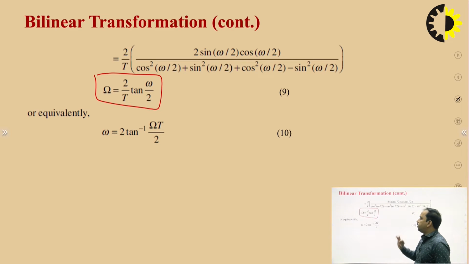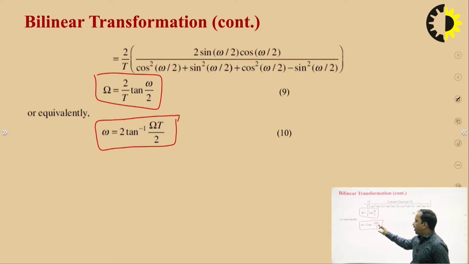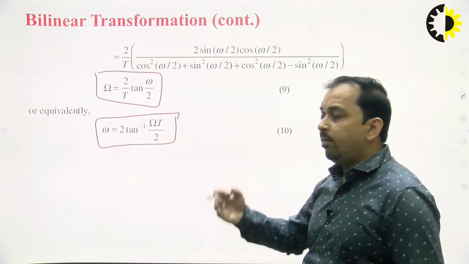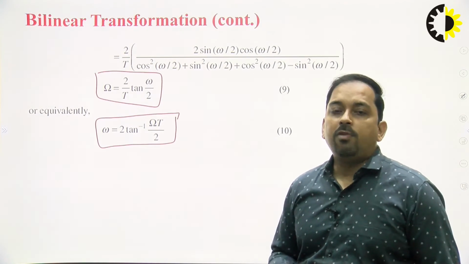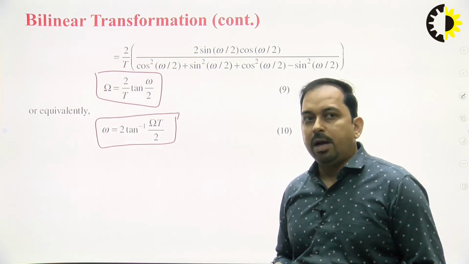Or interchangeably, we can say that omega = 2 tan^-1(omega T / 2). This is a relationship between analog and digital frequencies. Here we have the relationship in the form of tan, and here in the form of tan inverse. Later on, we'll see some explanation regarding the warping of frequencies. That will lead to the limitation of this particular method also.